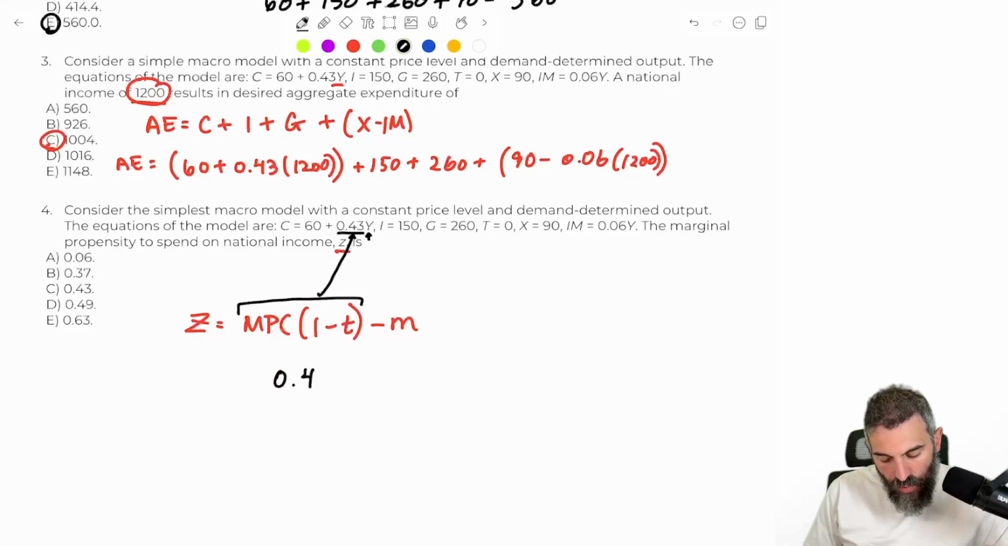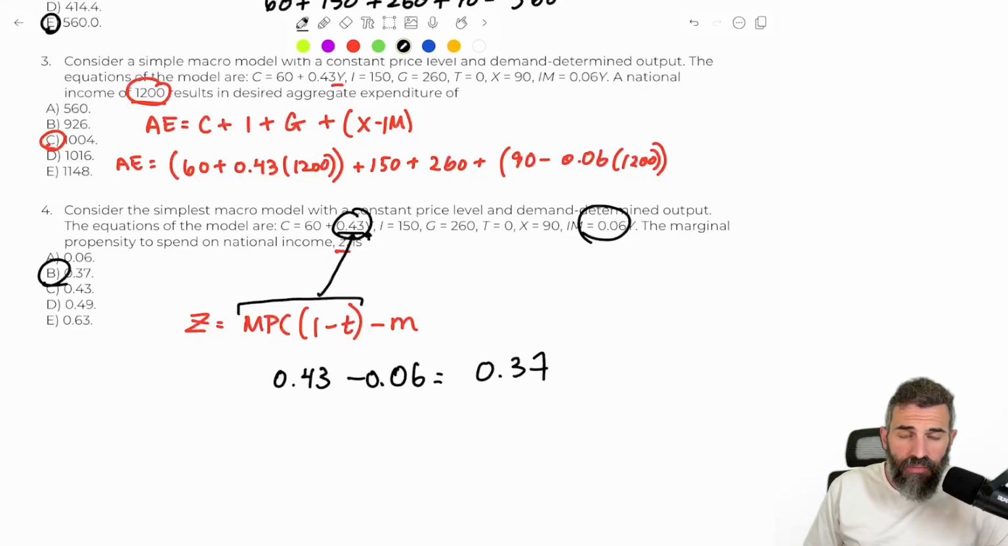So basically, you just want to add, or in this case, subtract, the slope of the consumption function with the slope of imports. And so you would get 0.37.